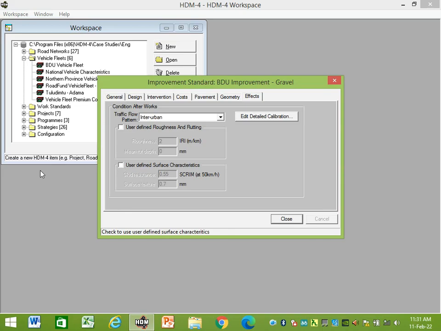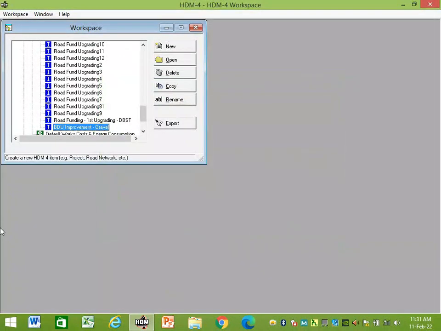If you are doing an actual project, you have to come to each one of the inputs and look into whether they are viable or not. But this is what should be. Okay? Close. Now you have created BDU improvement gravel in Anziga. So we have created the improvement. Now we go to new.